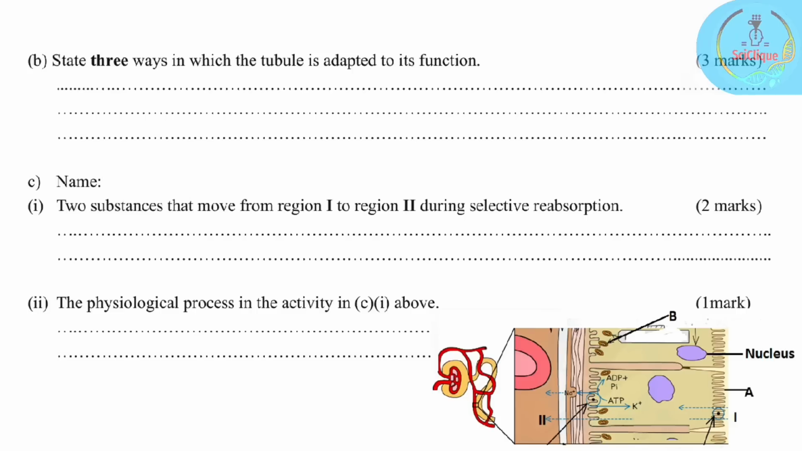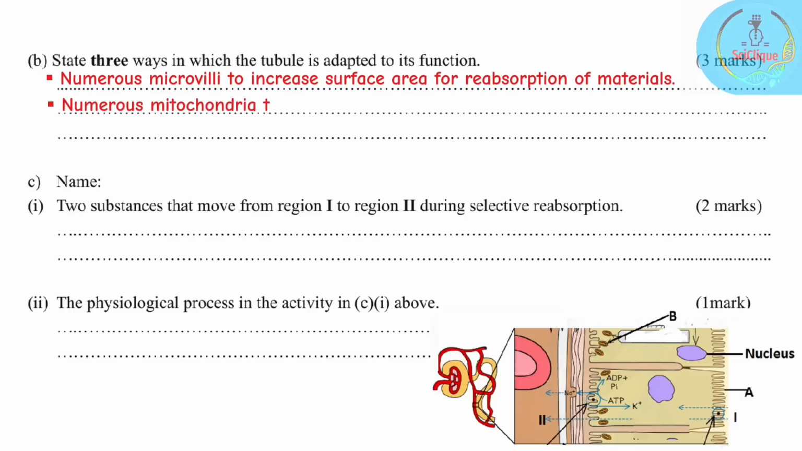Part B, state 3 ways in which the tubule is adapted to its function. Okay, so how is the PCT adapted to its function? What did we say its function was? Selective reabsorption of useful materials. Now, I've already mentioned 2. You're going to have numerous microvilli to increase the surface area for reabsorption of materials. Number 2, you're going to have numerous mitochondria to supply energy for reabsorption of useful materials, of course.